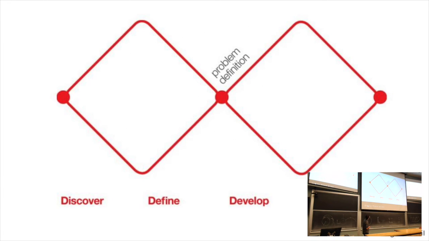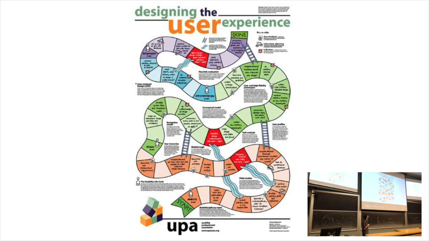Here's another one called Double Diamond from the Design Council in the UK. Discover what the problem is. Define the problem. Then you get a problem definition. Then you can develop the solution. Then you deliver it. I know, these are just a bunch of words. What do you guys think these all sort of have in common? Do you see any patterns with all these design processes?